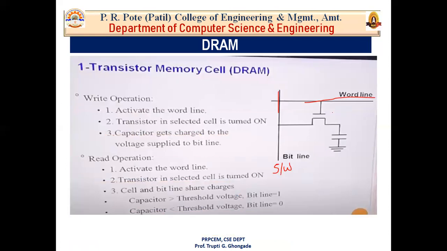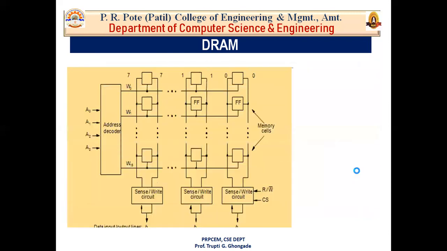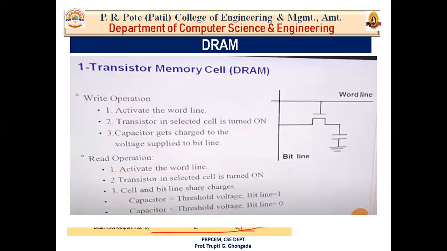Now here we are considering a single memory cell. Here we have a word line. We also have a bit line, and each bit line is connected to a sensor write circuit. From the sensor write circuit, it is connected to a data input or output line, and from the data input and output line, it is connected to your system. This is the data input line, this is the data output line, and these are connected to a computer bus.